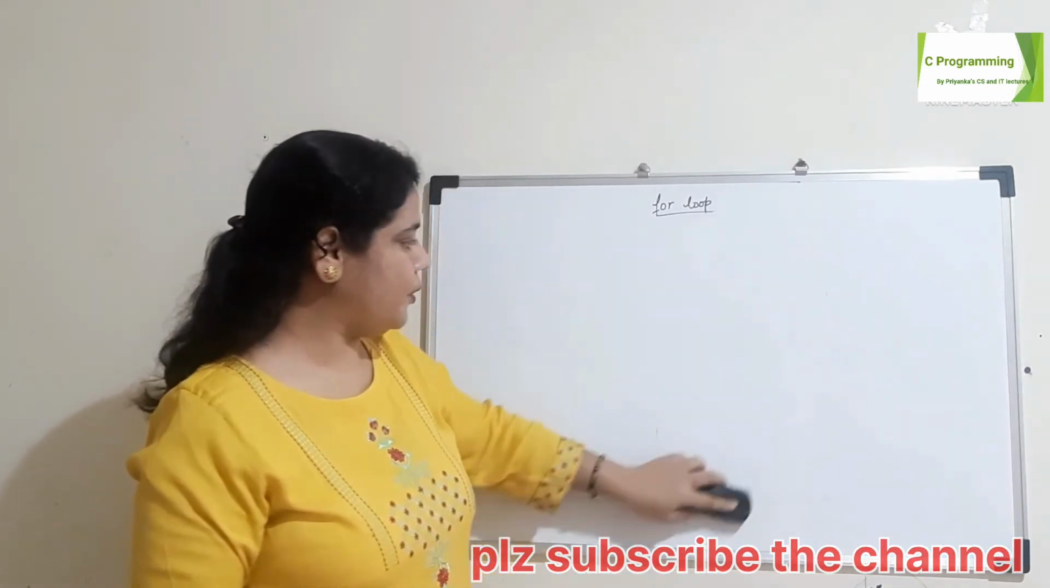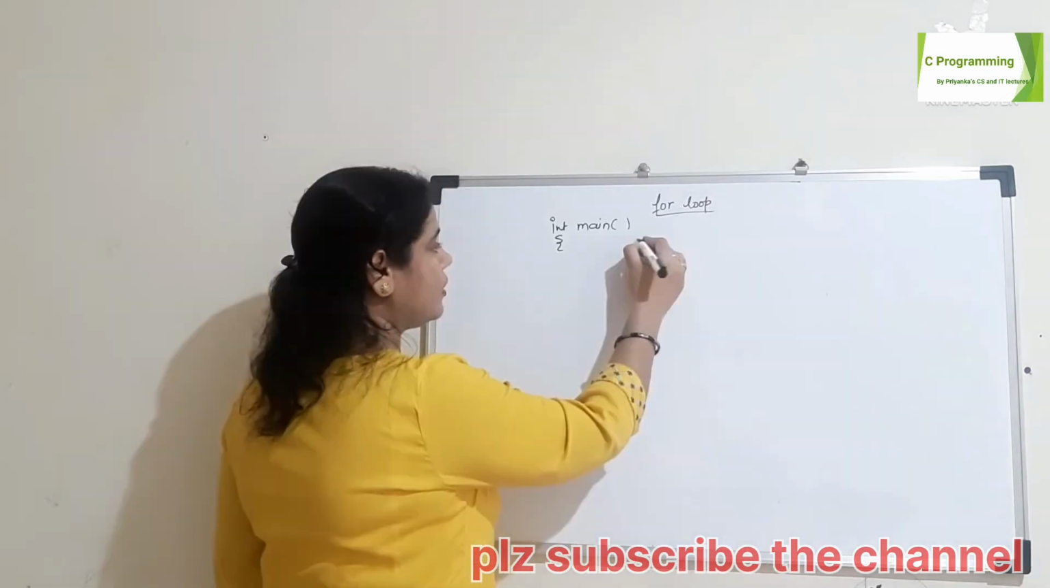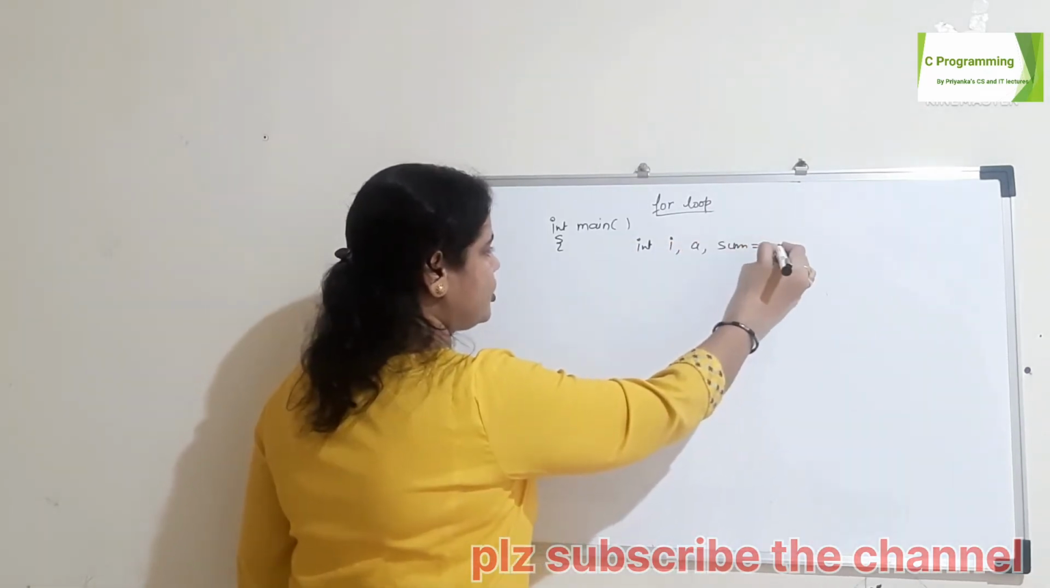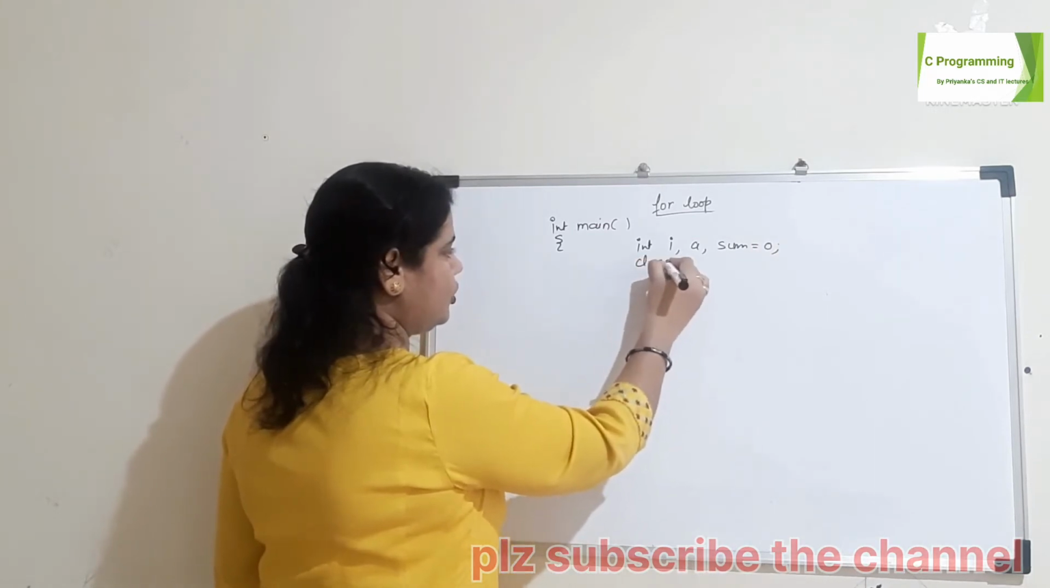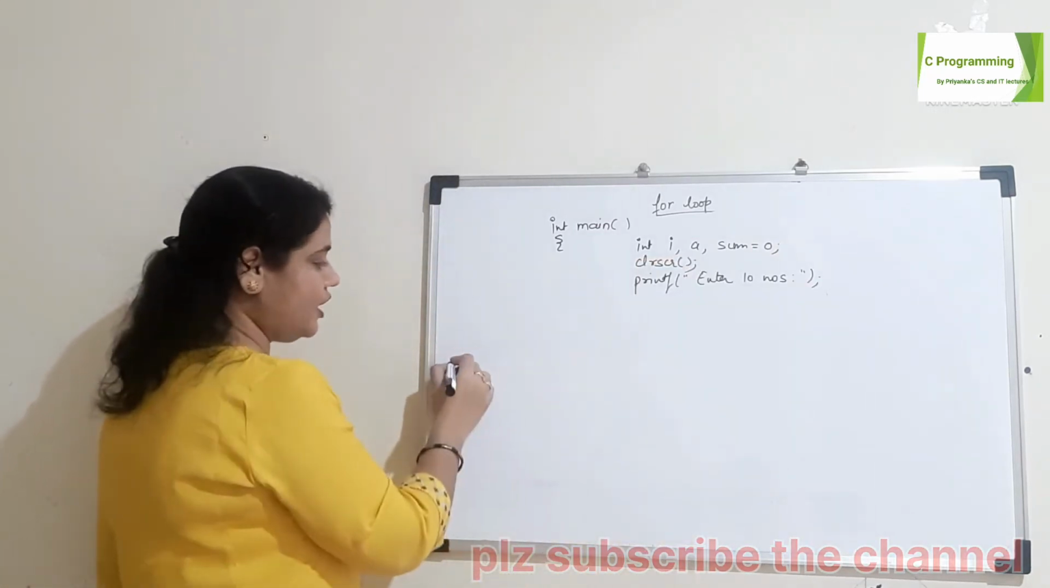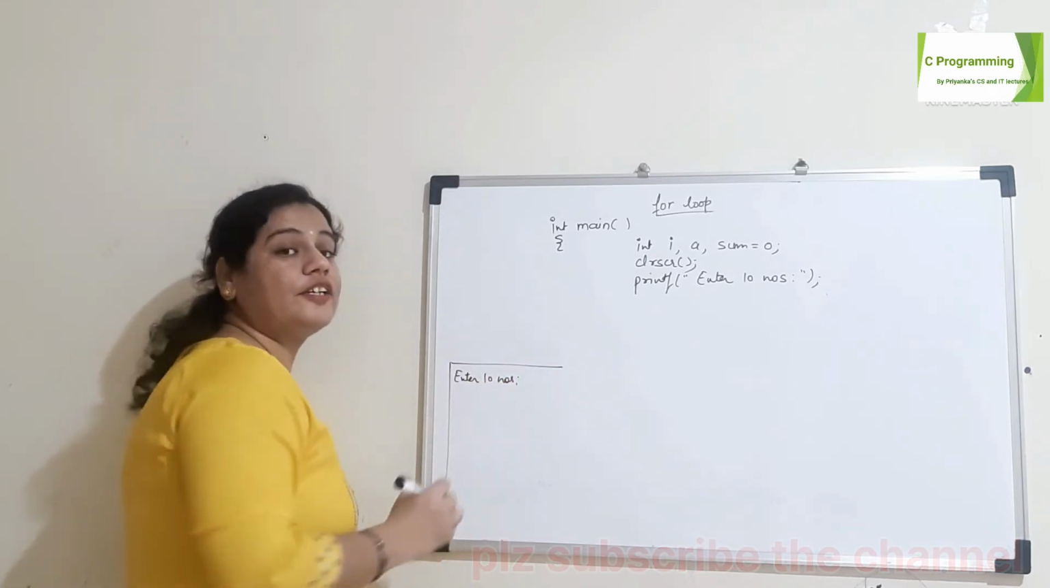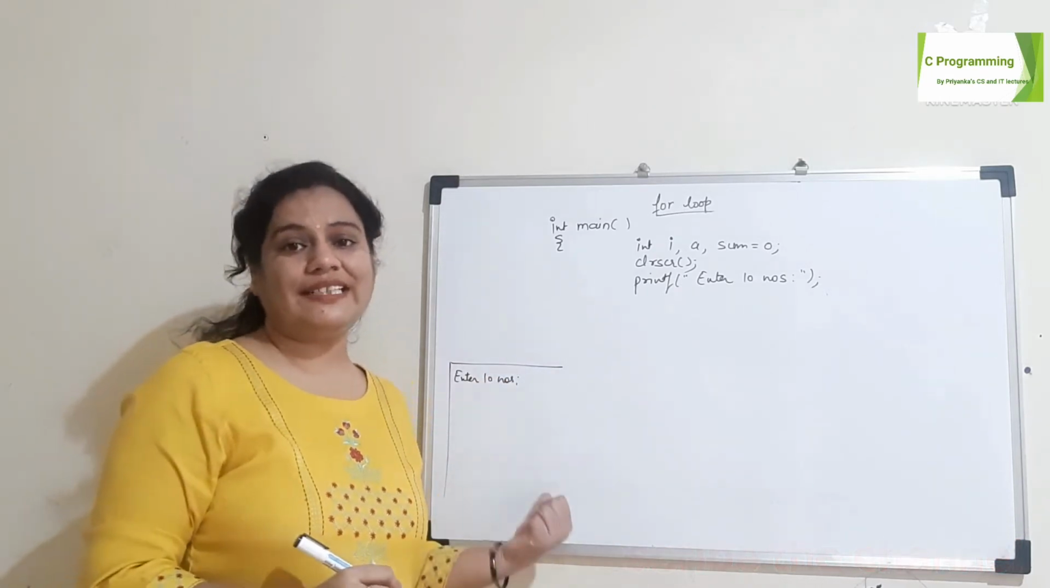I am writing this program. Just look. Int i, a, sum; I am initializing sum with 0. Enter 10 numbers. It will print on the screen. Enter 10 numbers, but the cursor has to blink 10 times.